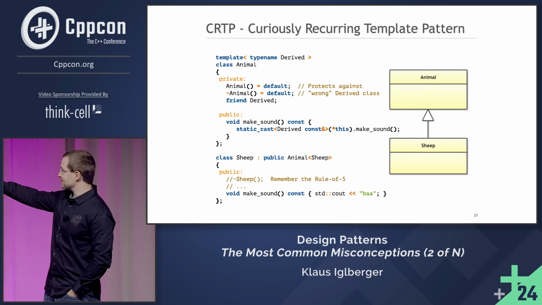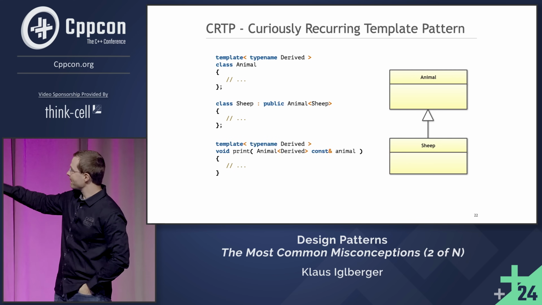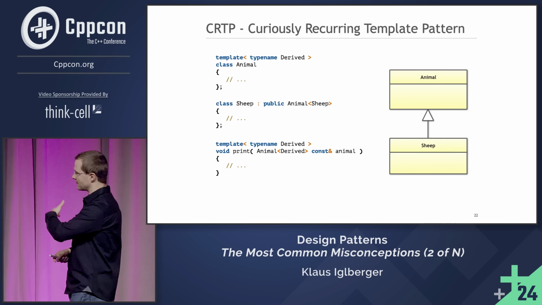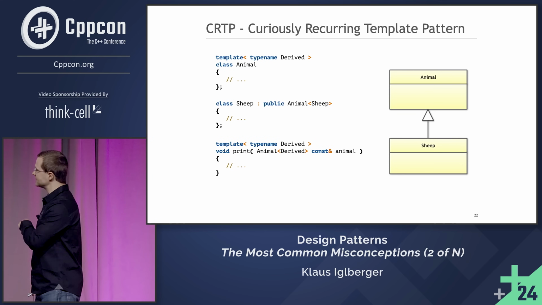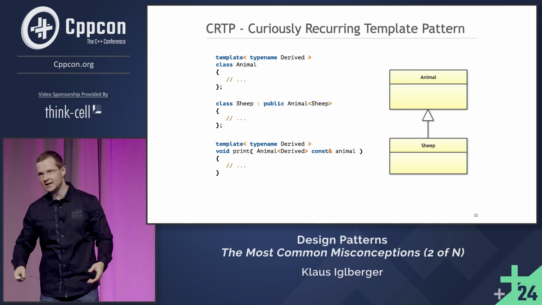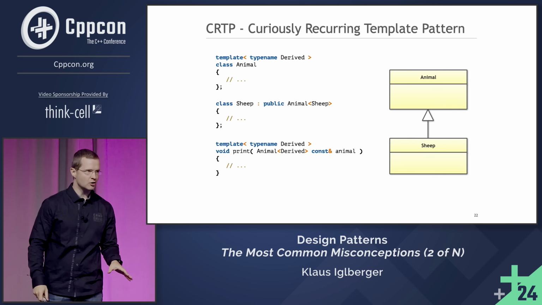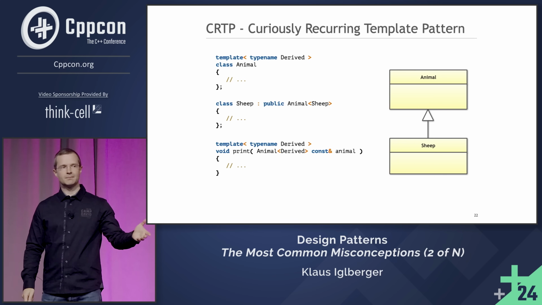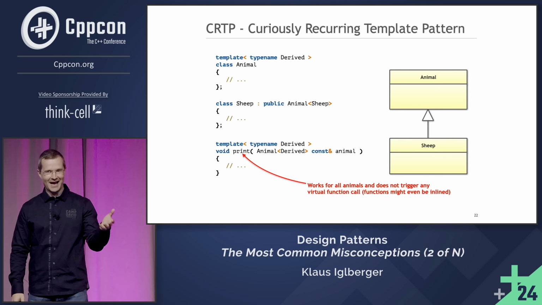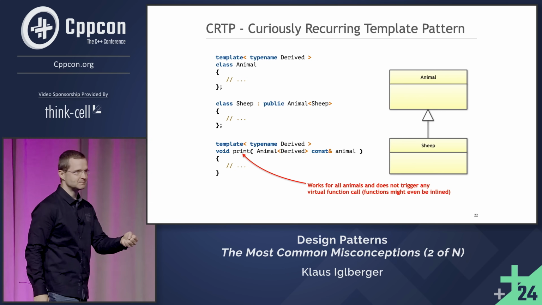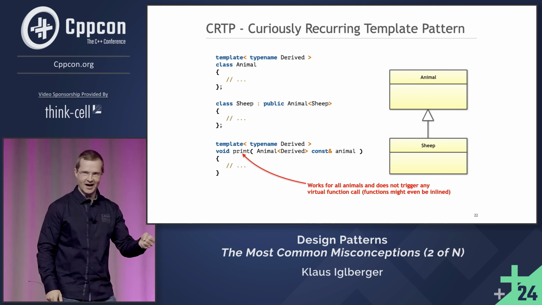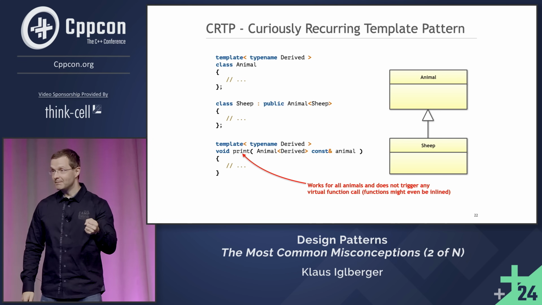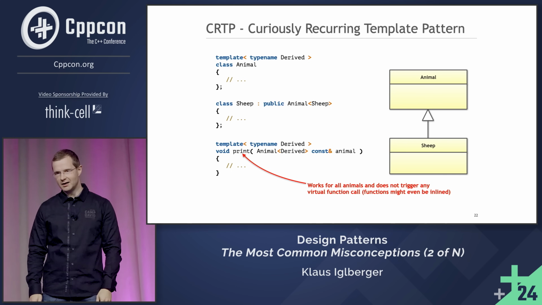So, and indeed, I can now use this, say in a print function, when I print an animal, I can call make sound, and this will not trigger any virtual call. There is no virtual function. And functions might even be inlined. So it's absolutely amazingly fast. Fast indeed.